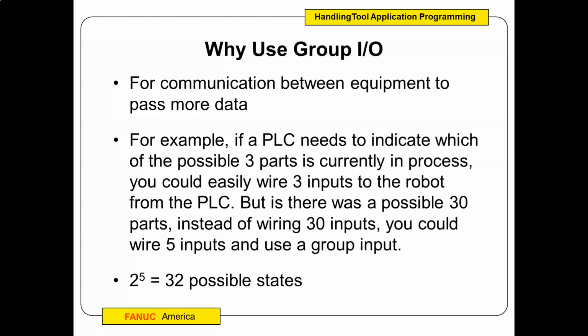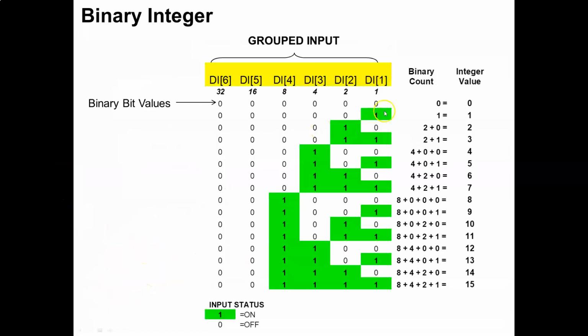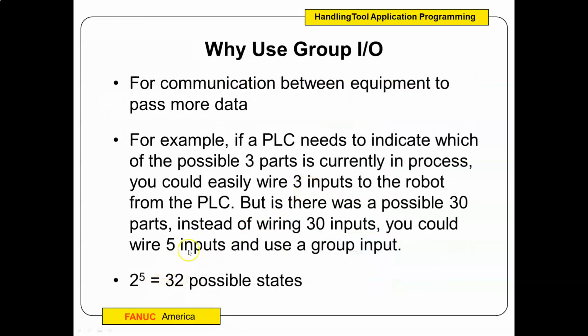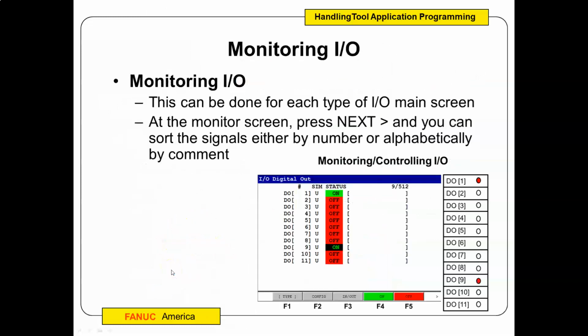Now, how do you get that? You use 2 to the power of however many inputs you have, which gives you the possible states. If you look back at this, you don't usually use all offs as an actual valid signal, so it's frequently that number minus 1. But 5 wires would give you 32, 6 would give you 64, and so forth.